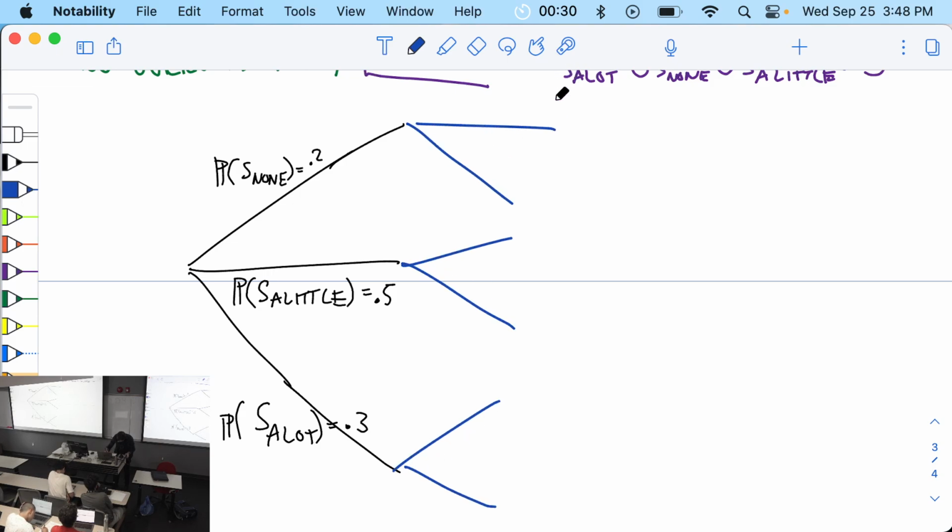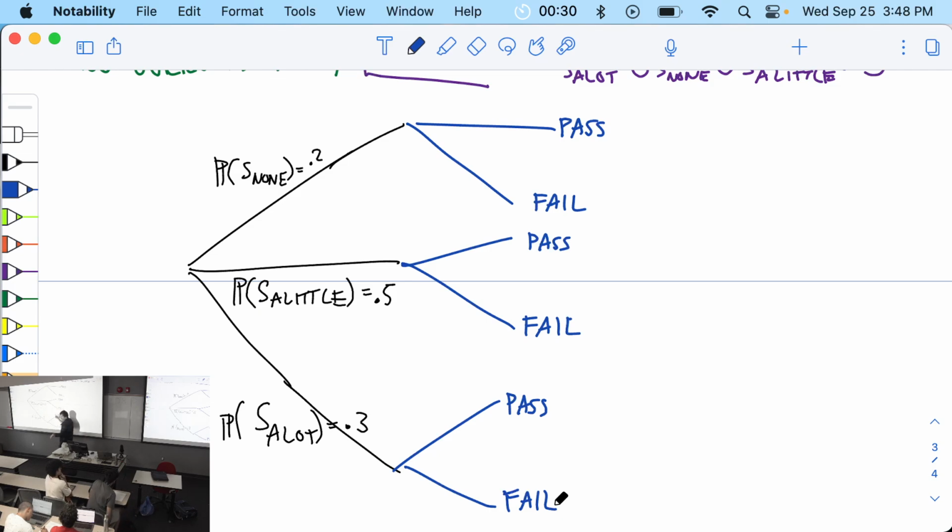So I guess you can either pass or you can fail. Pass, fail, pass, fail. And we know the conditional probabilities. That's why these branches are marked, because we already know what happened in the first one, so we can use the conditional probabilities.